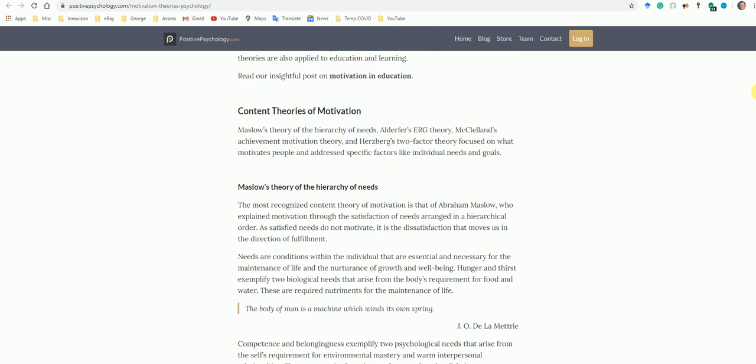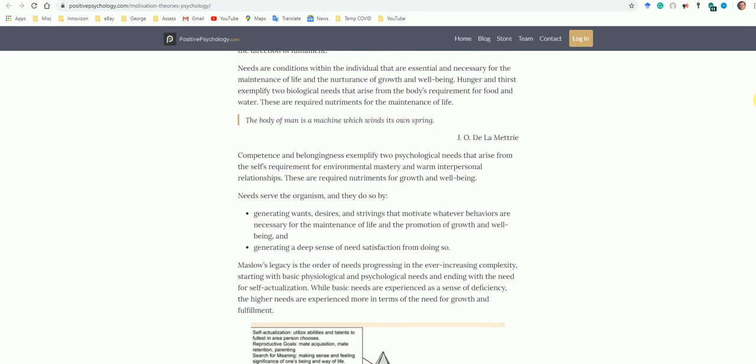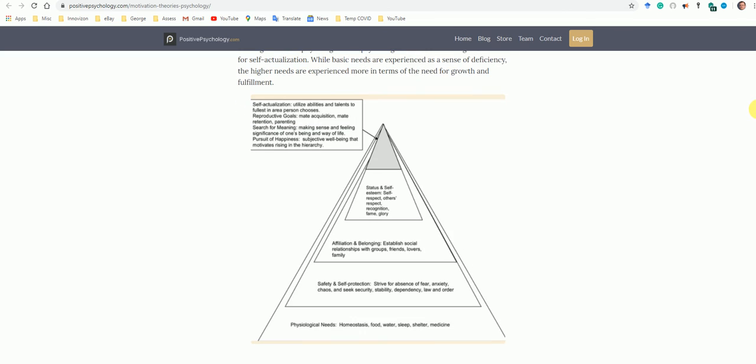So these are the theories. Of course, the first theory that you would really come in contact with is the one set up by Maslow, the need hierarchy. And you have here, more or less corresponding to Maslow's need hierarchy, the physiological needs, safety, belongingness, status and self-esteem, and then, to the end, self-actualization.